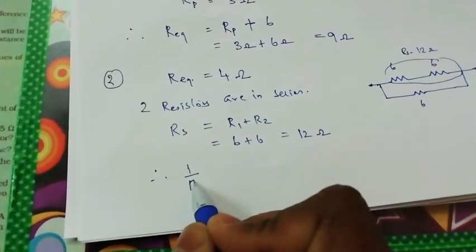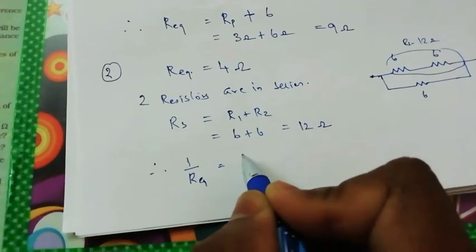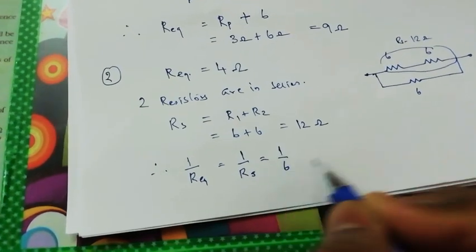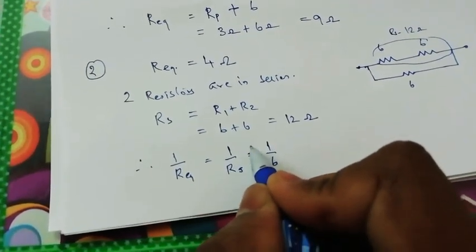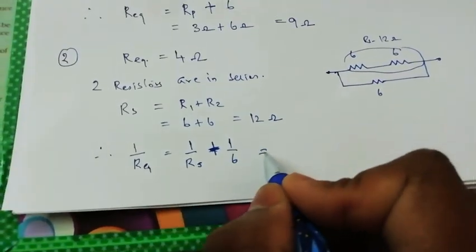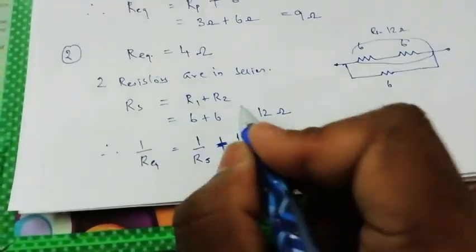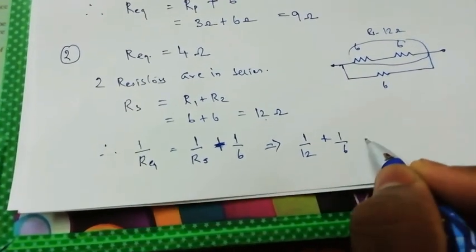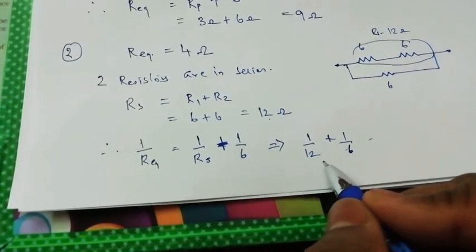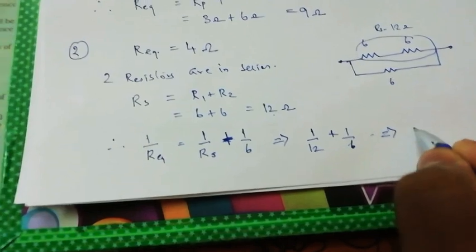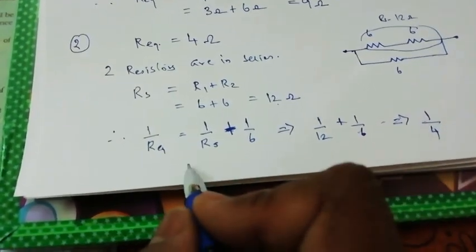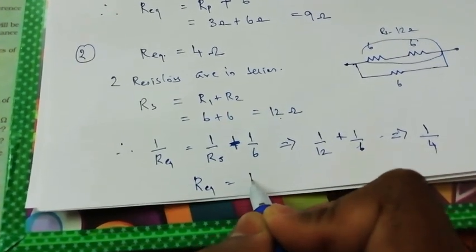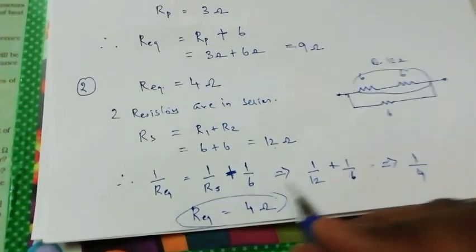Therefore 1 by R equivalent is equal to 1 by Rs plus 1 by 6. Sorry, it's plus 1 by 6 because it's in parallel. So it comes 1 by 12, because we already know that Rs is 12, and then 1 by 6. On calculation it comes to 1 by 4, which means R equivalent is equal to 4 ohms. This is what we find.